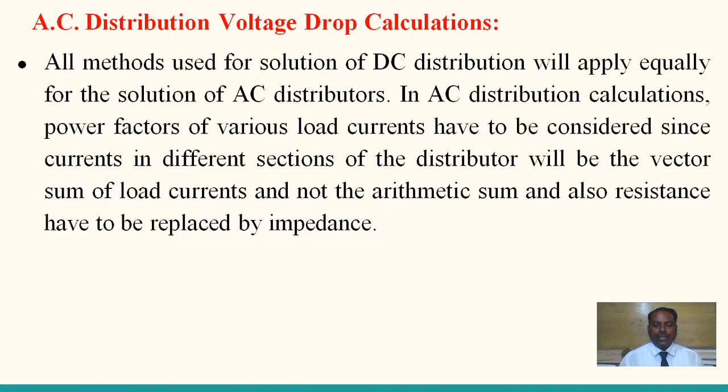The first difference is that power factor is present in AC distributors, whereas there is no power factor in a DC distributor. Similarly, resistance is used for voltage drop calculation in a DC distributor, whereas in an AC distributor, resistance has to be replaced by impedance. So with these two major differences, we calculate the voltage drops in an AC distributor similar to that of the DC distributor.